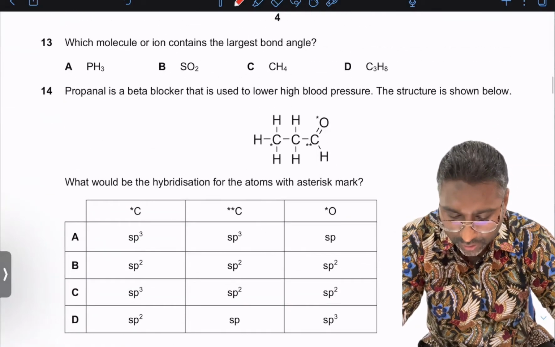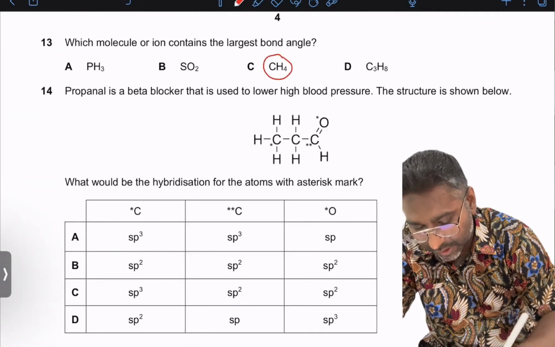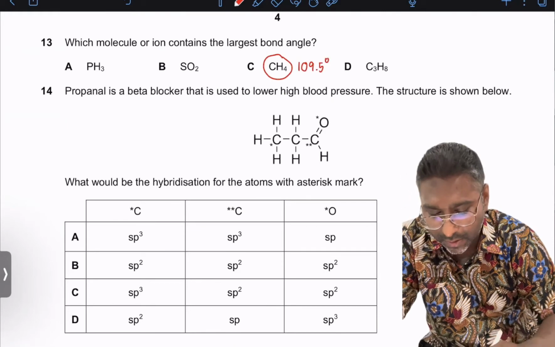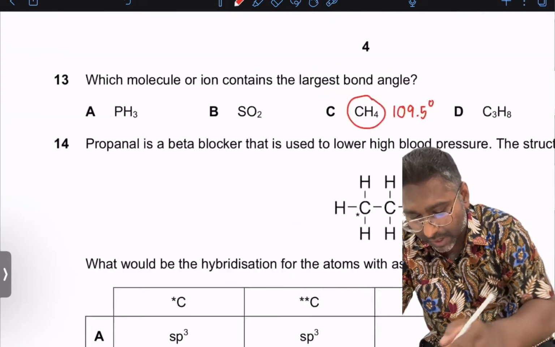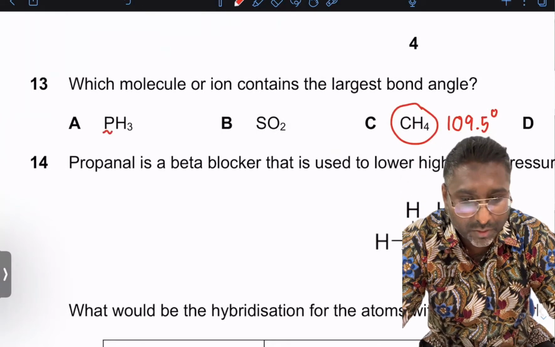Now, which of the molecules contains the largest bond angle? Just by looking at this, you should know this is tetrahedral, 109.5. Memorize. This one, phosphorus, if you look at your periodic table, this is going to be group 15.